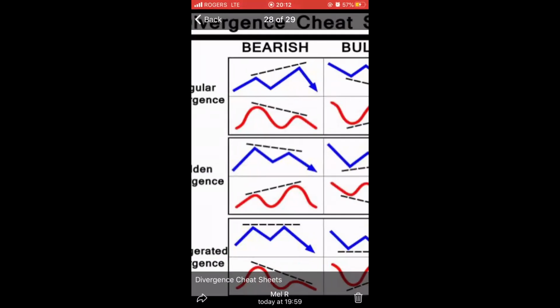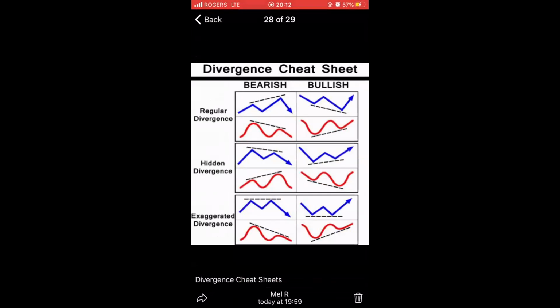Now let's look over to regular divergence for the bullish side. So basically you have price going down and you have the indicator going up. Like I said, regular divergence, you're looking for reversal points in the market. So when this is happening, you're looking for buys at this point.